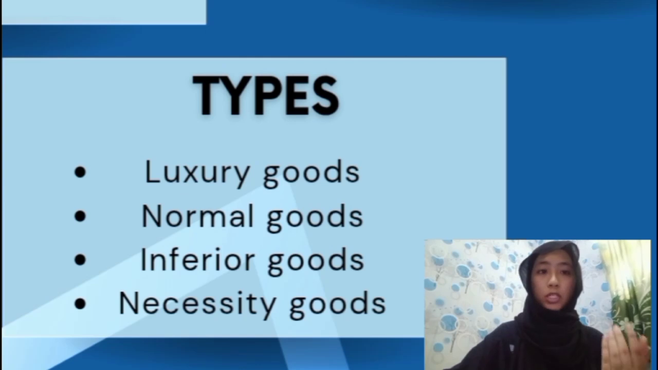Income inelastic means that it is relatively unresponsive to a change in income. So the third one, we have inferior goods, which have a negative income elasticity of demand. As consumer income rises, they will buy fewer inferior goods such as margarine, which is much cheaper than butter.